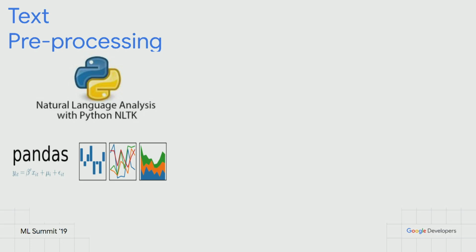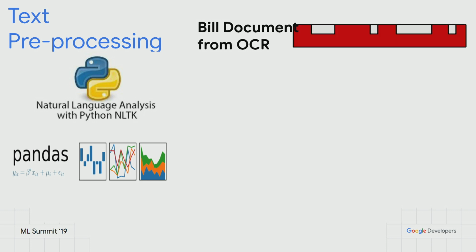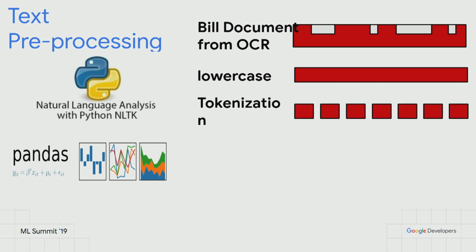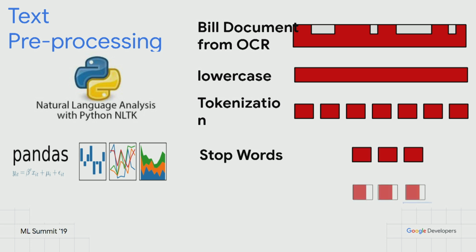And then the next thing is the pre-processing. So we took these bills, we removed numbers from them, we changed them to lowercase, and then we tokenized them, and then we removed the stop words, and eventually we tried to lemmatize to get some of the important words.